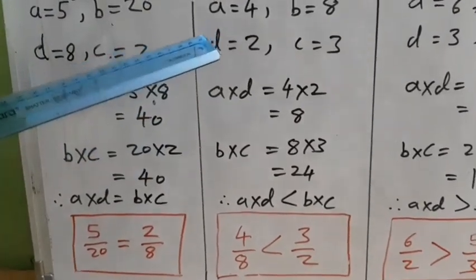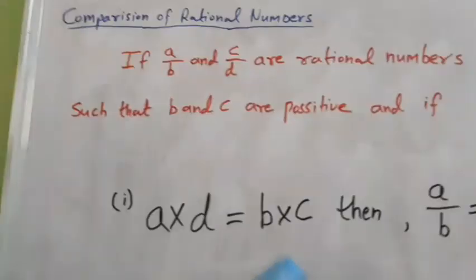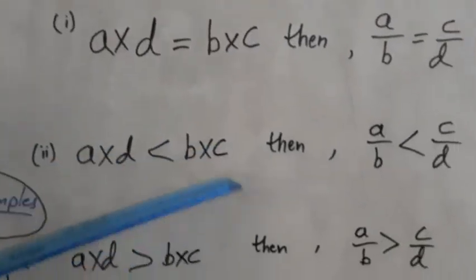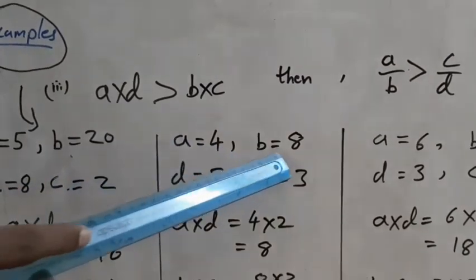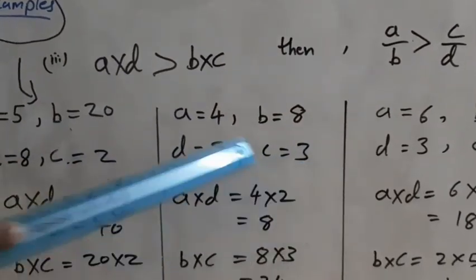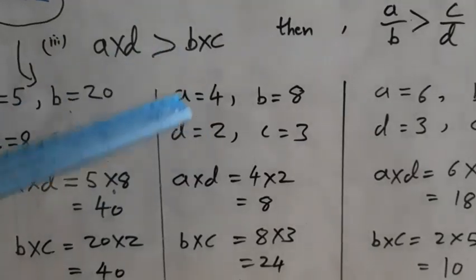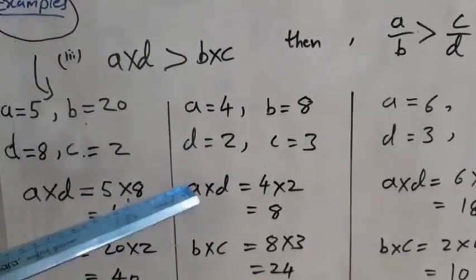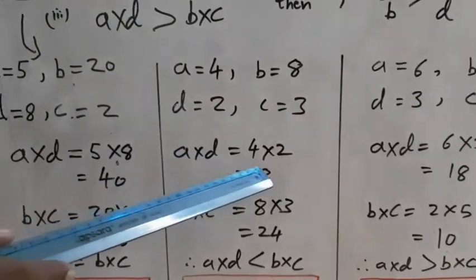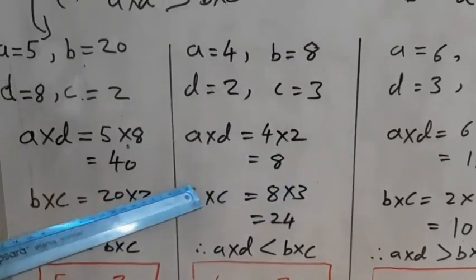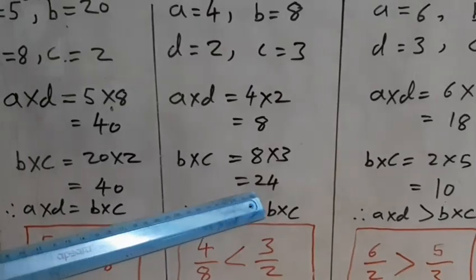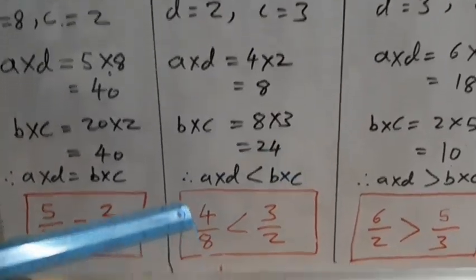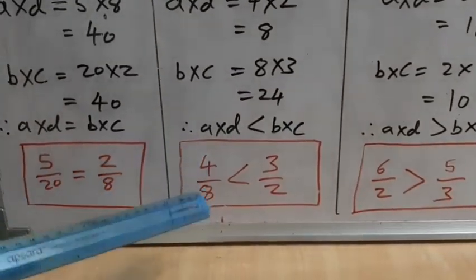Now we consider the second, apply the second law for this. We consider the example A equal to 4, B equal to 8, C equal to 3, D equal to 2. Again using the same thing, the product of the end terms A into D is 4 into 2, 8. B into C is 8 into 3, 24. Here A into D is less than B into C. We can write 4 upon 8 is less than 3 upon 2.